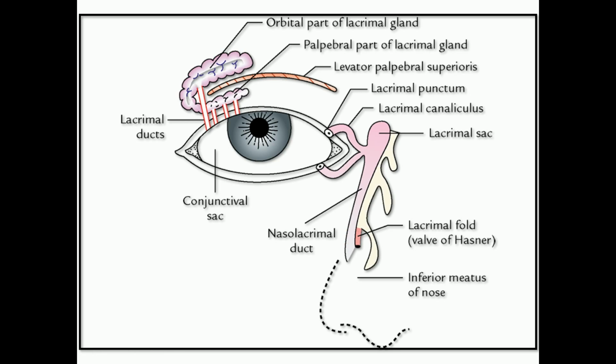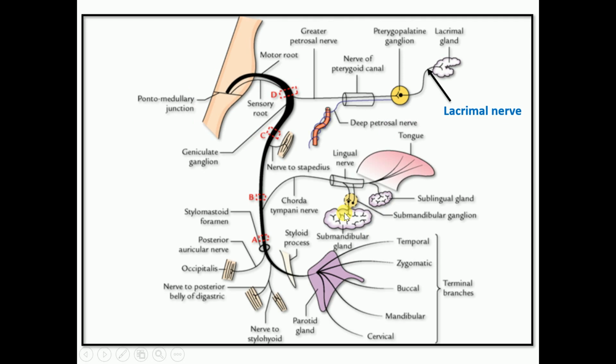So it prevents air entry from the nose to the eye. So it acts as a valvular mechanism. That is called the valve of Hasner. Okay. So these are the parts of the lacrimal apparatus. Now we discuss how the lacrimal gland secretion is secreted out.